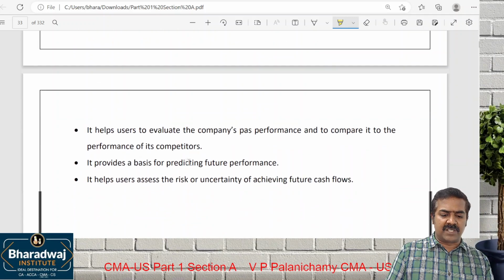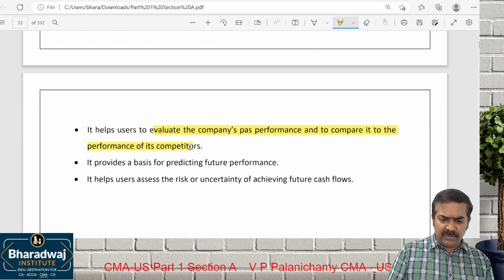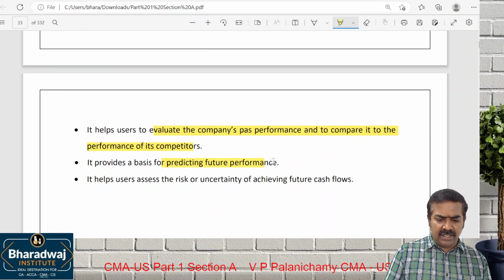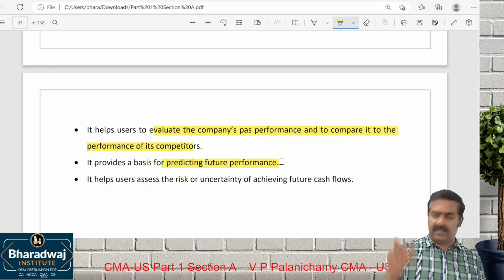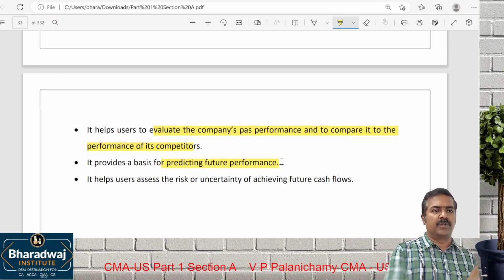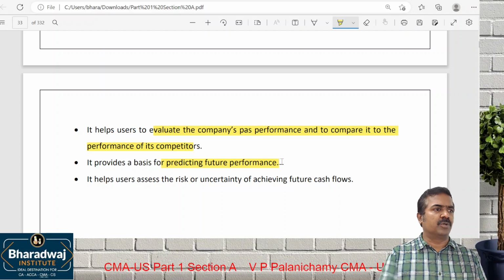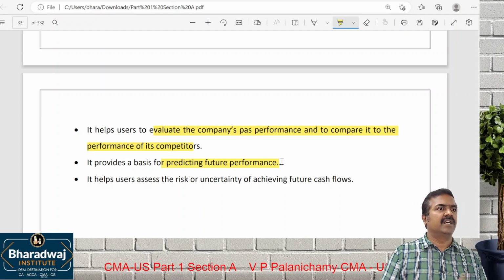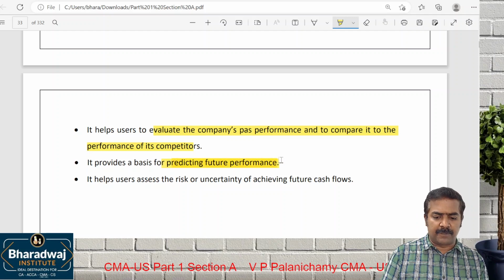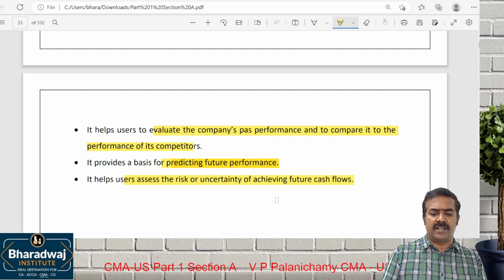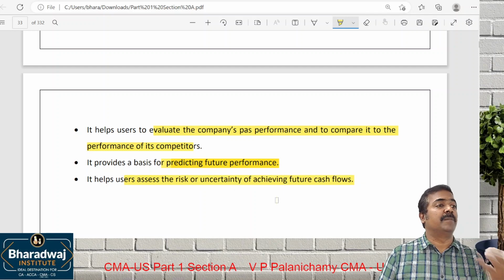What are the benefits of the income statement? It evaluates the performance of the undertaking. We are able to predict. For example, take the last 5 years' income statement and compare: first year, second year, third year, fourth year. You see the growth in sales, growth in profit after tax. It grows every year. You will be able to predict the performance in the future. Then you will be able to predict risk and uncertainty in the future, whether the company will be surviving or not.